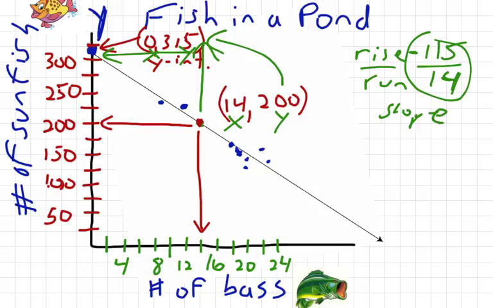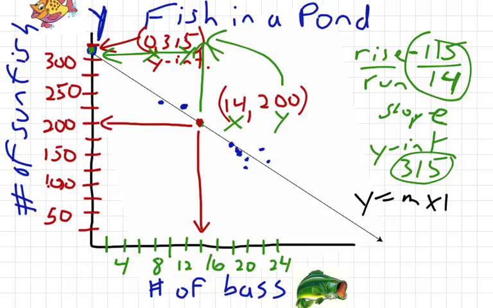Alright, so we know our y-intercept is 315 because that's where it crossed the y-axis. So since I know these two things, we're on step 4, I can write the equation. So it would be y equals mx plus b, and I'm just plugging in for my m. I had negative 115 over 14. Bring down my x. Your slope always has the x next to it, that's your rate. And my y-intercept is 315, so plus 315.